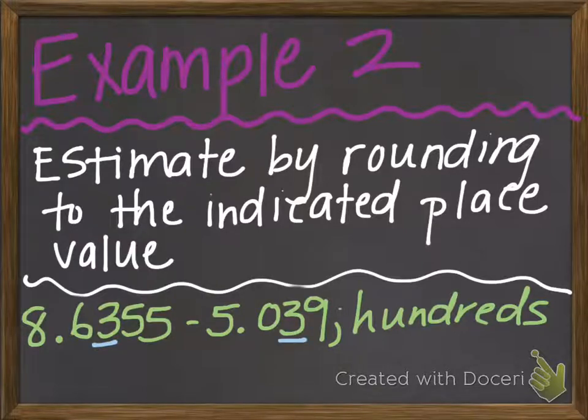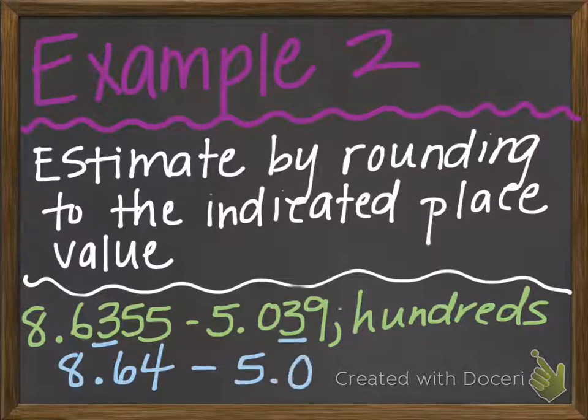I look at the digit to the right. 5 is 5 or more, so I'm going to round this number to 8 and 64 hundredths. And then my next number, I look at the digit to the right, which is 9, so I'm going to round this to 5 and 4 hundredths.